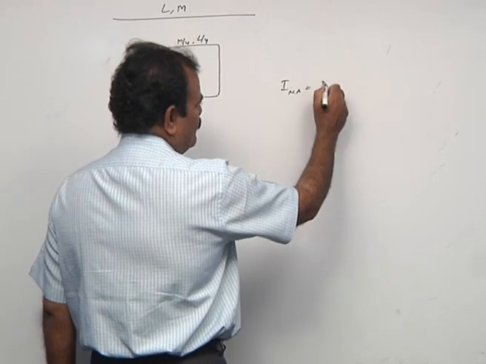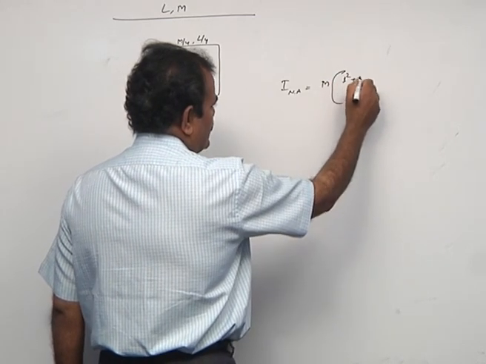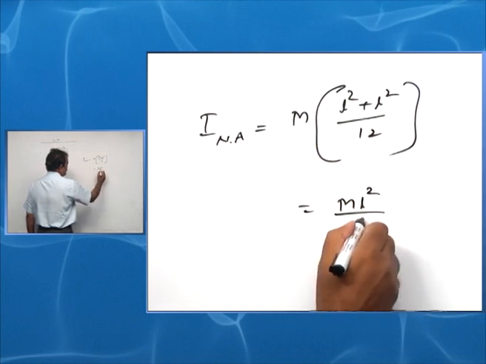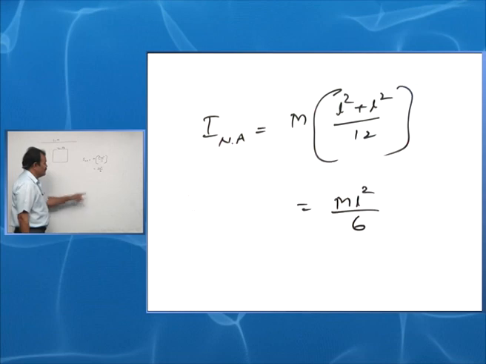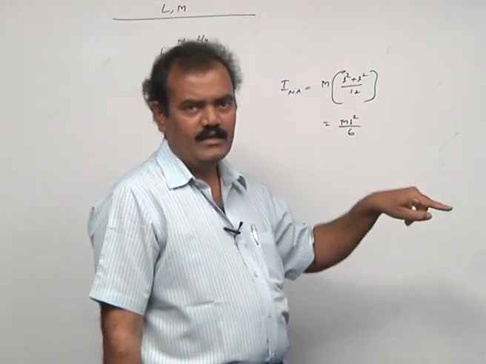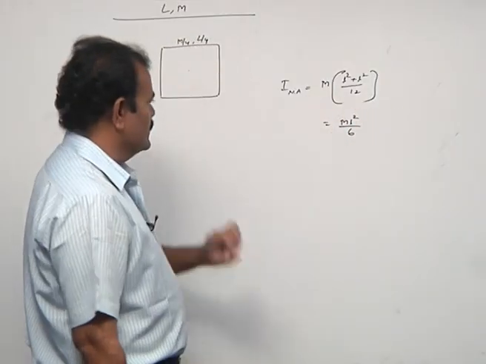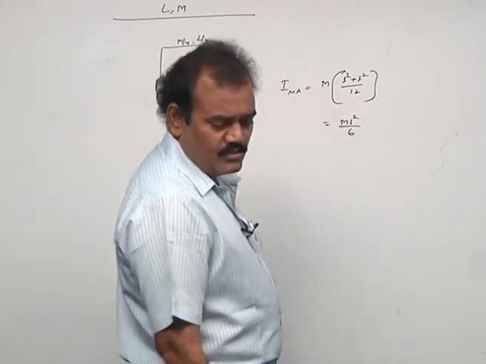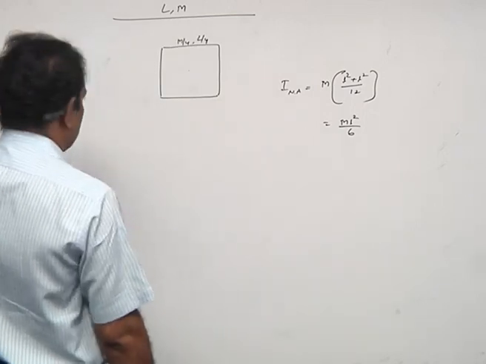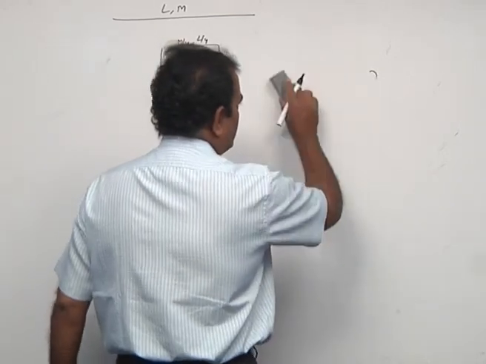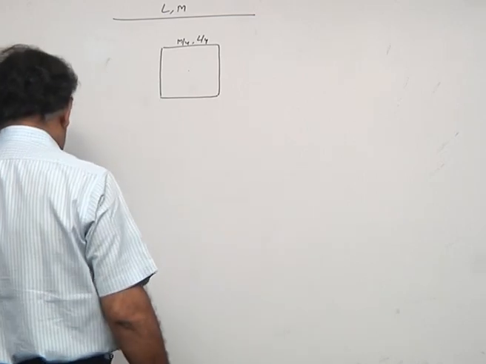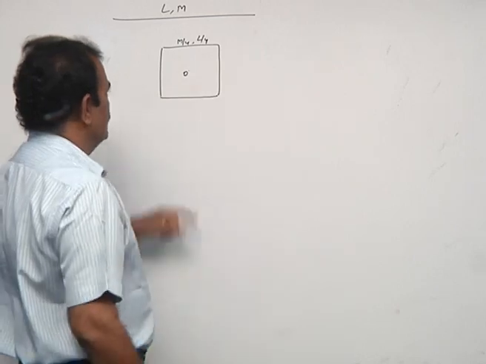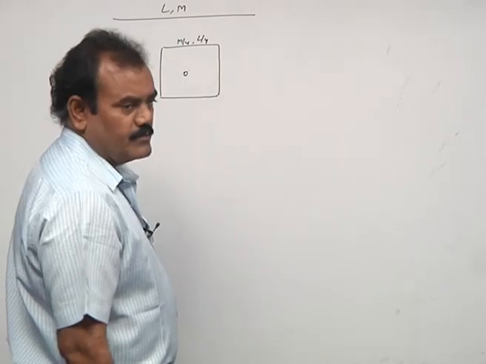So I about the axis is equal to m of L square plus L square by 12, that becomes mL square by 6. You can't apply this formula. Why? Because this formula is applicable only for the lamina, not for the frame like this. So that's why here you can't apply this formula, and here you have to take the moment of inertia of all the sides to be determined with respect to this point O. So in this case it is m by 4, L by 4 about this point O.